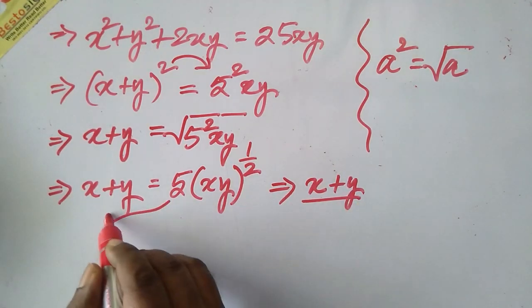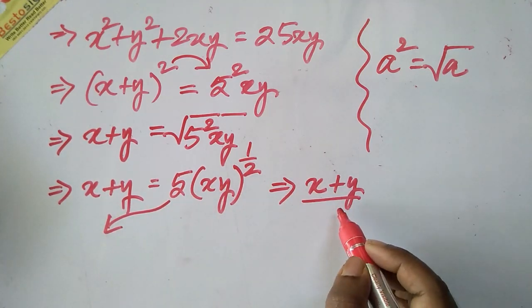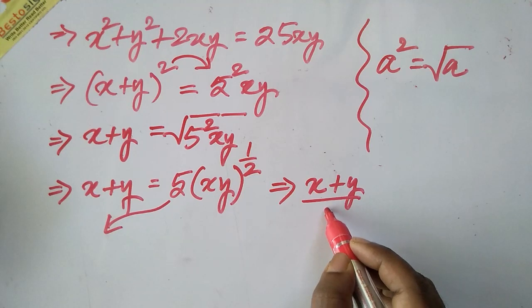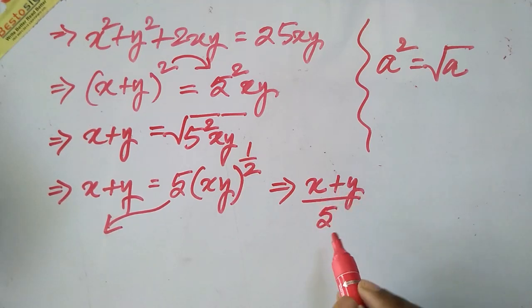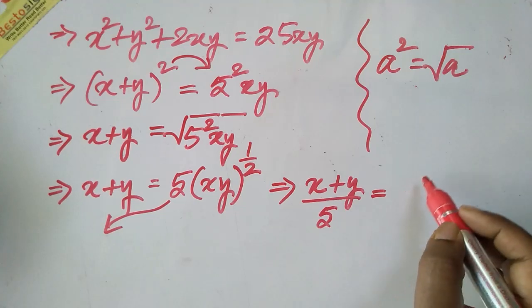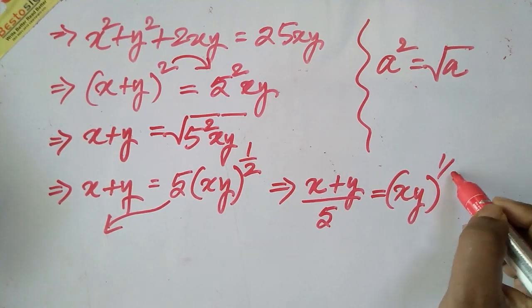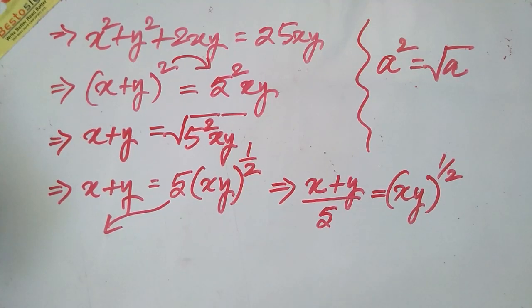When 5 is moved to the other side, because it's a multiplication, it becomes a quotient or a divider. So we'll write it as x plus y by 5. And here on the right hand side we are left with xy to the power 1 by 2. Right, so I hope you have understood till here.